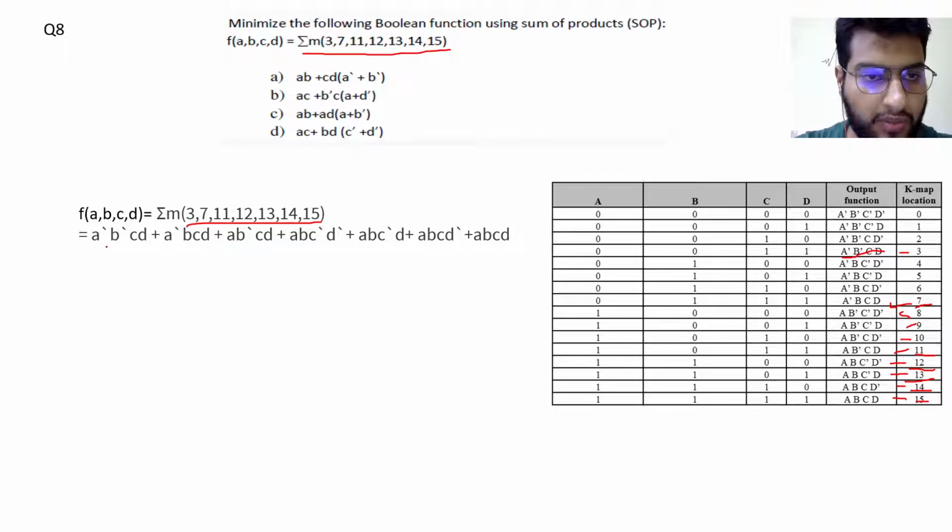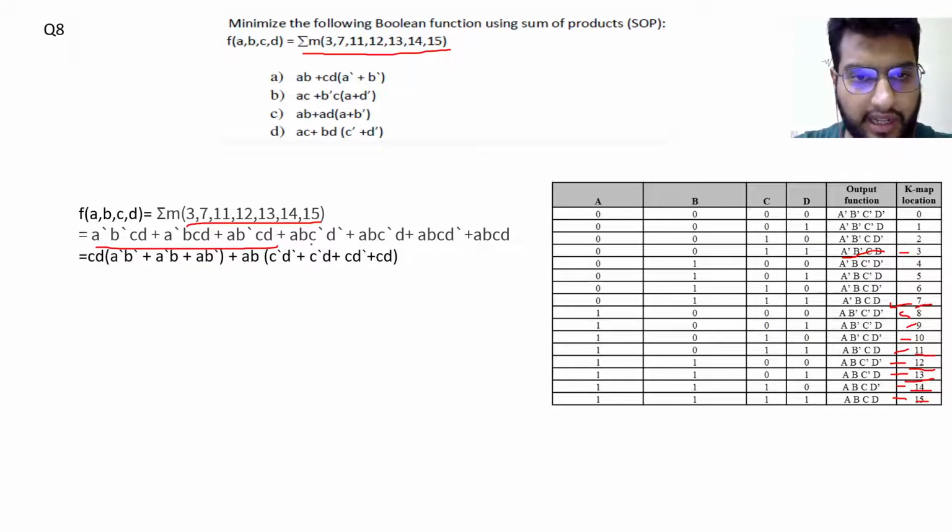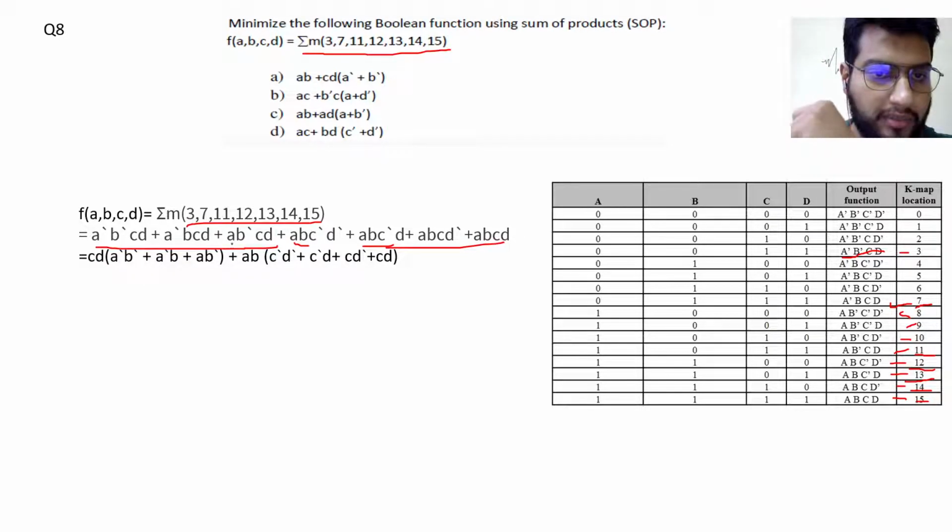Now I'll take out this common a complement cd between these two terms, a complement cd common between these three terms, and ab common between these four terms. When I take cd common between these three terms, I get a complement b complement, or a complement b, or a b complement, or a b, and with c complement d complement, or c complement d, or c d complement, or c d.